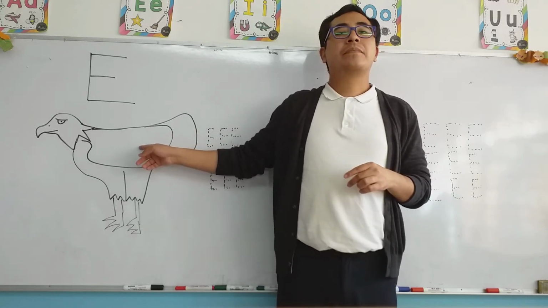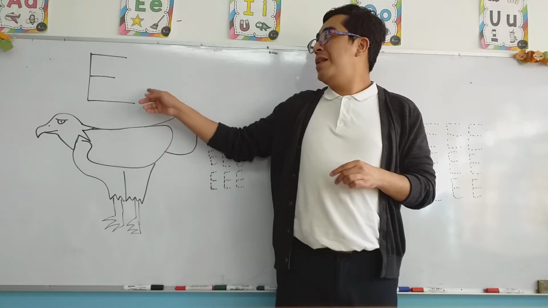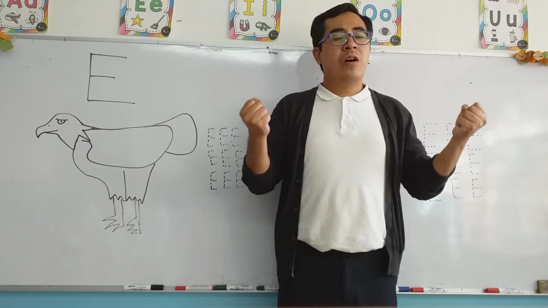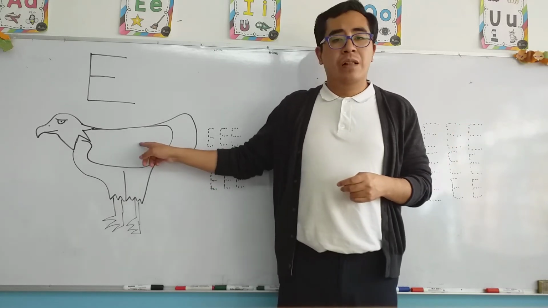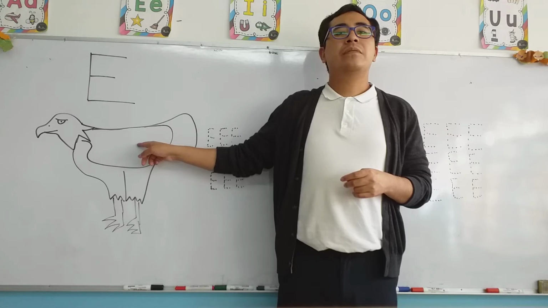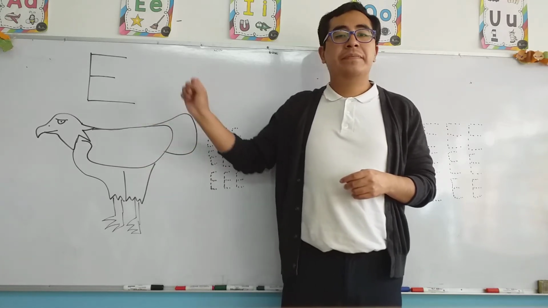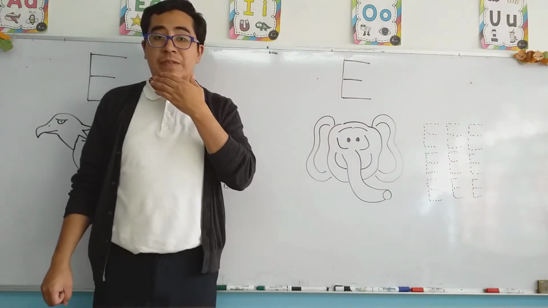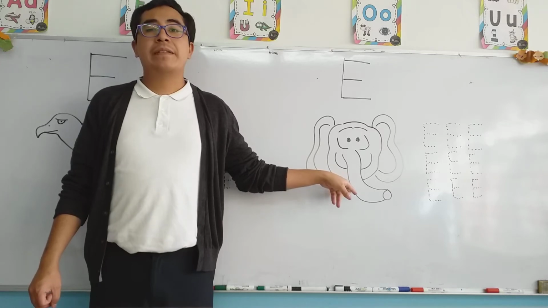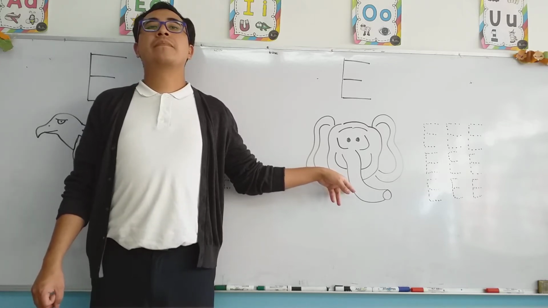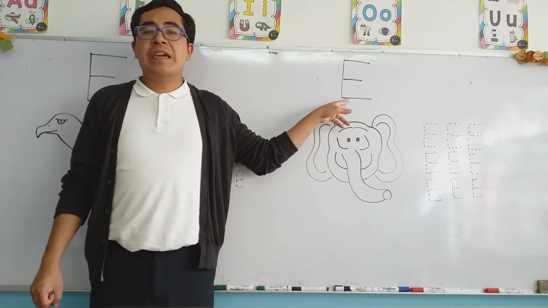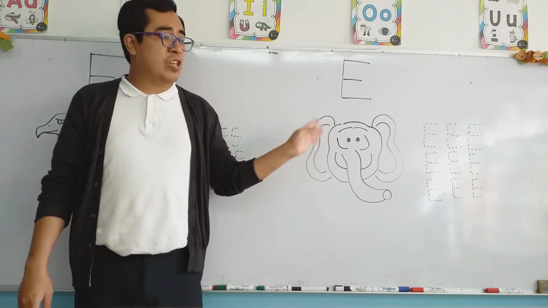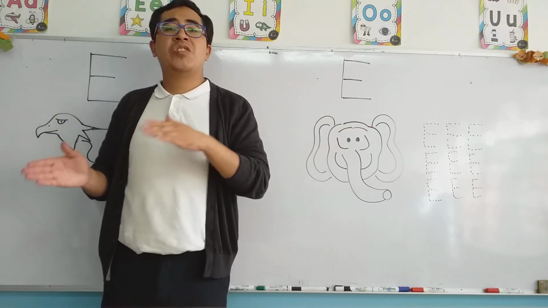Eagle. Capital E. One more time, with all of your energy. Eagle. Capital E. Excellent. Now, let's check the second animal of the day. Elephant. Capital E. Very good. So, no problems with the pronunciation of either of today's objects.